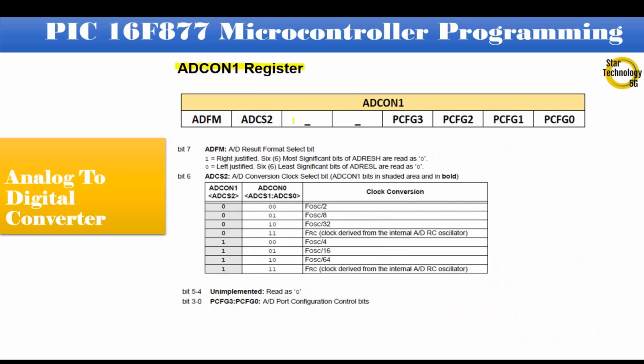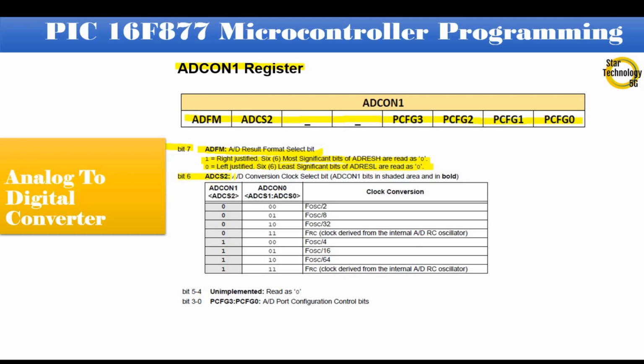ADCON1 register. Here is the ADCON1 register. ADFM, ADCS2, PCFG3, PCFG2, PCFG1, PCFG0. Bit 7, ADFM, A/D result format select bit. 1 equals right justified. 6 most significant bits of ADRESH are read as 0. 0 equals left justified. 6 least significant bits of ADRESL are read as 0.